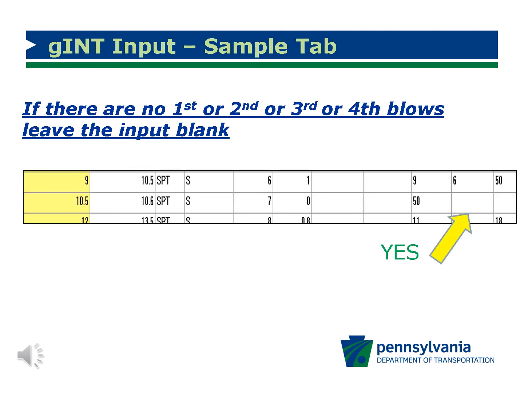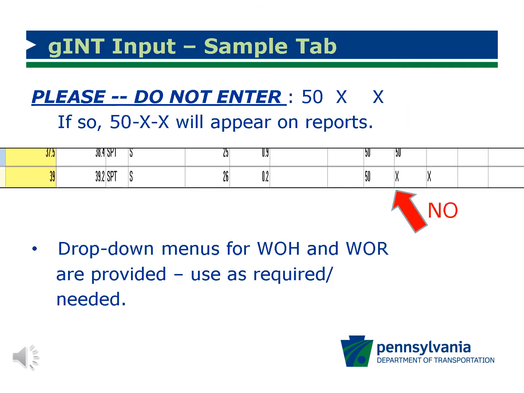For the blows first, second, third, etc., if there are no blows, please leave the input field blank. As shown on the slide, if there are no blows second or third, please leave the input cell blank. Please do not enter X or 0 to indicate that no input exists for an item in the blows first, second, third, or fourth fields. The output reports will show 50-X-X or 50-0-0 for the blows, not 50 over 0.2 feet.